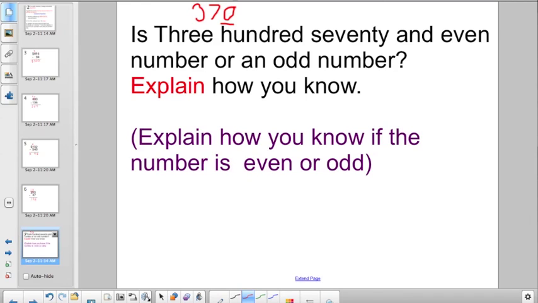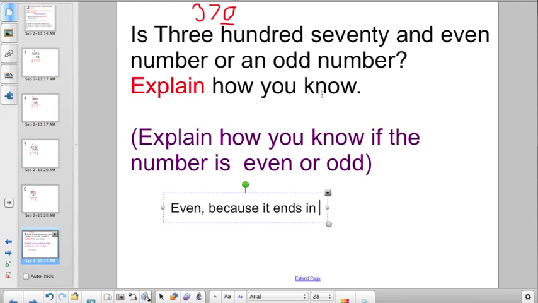So now let's get back to this question. Is 370 an even number or an odd number? Only two ways of answering that question. Hopefully you know it is an even number, correct? How do you know that? Explain how you know. How do I know? Because it ends in 0. And 0 is an even digit.